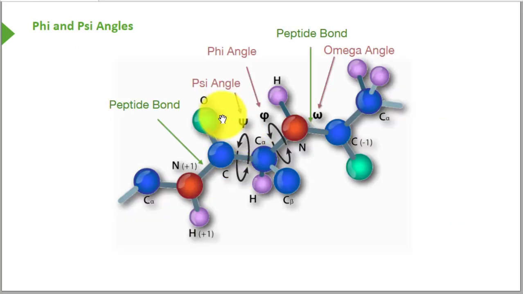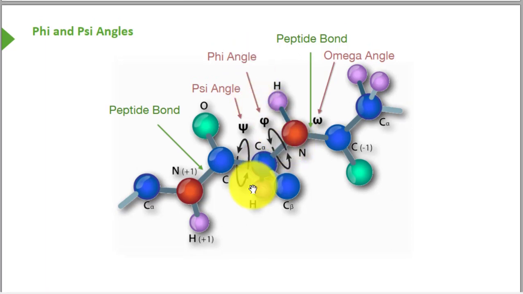So the rotation of this plate is known as the psi angle, and the rotation of this plate is known as the phi angle. The plate which contains carbon with the alpha carbon is considered the psi angle, and the plate which is at the nitrogen side besides the alpha carbon is known as the phi angle. These are known as torsion angles or dihedral angles as well. Okay, so now let's move to the Ramachandran plot.